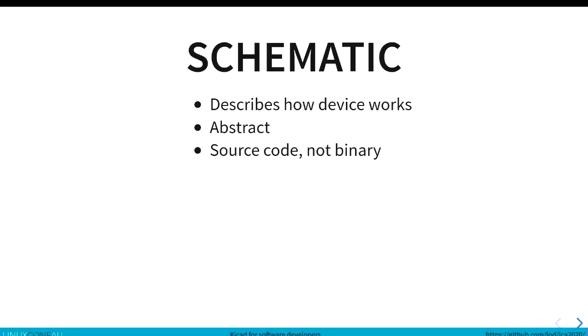So, what is a schematic? A schematic describes how an electronic product works. It is an abstract depiction. We talk about connections, not physical wires. We're connecting symbols, not physical parts. There is a link between the two. It's a relatively close link, but we are thinking abstract. Essentially, we're doing source code. We're not writing a binary. So just sort of keep that in the back of your head. This process is writing the source code, which will then be compiled into our final product.